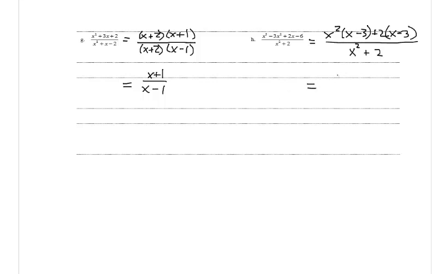And now when I rewrite this, I have x squared plus 2 in the numerator times x minus 3 divided by x squared plus 2. And the x squared plus 2 factors out of the numerator and the denominator and cancels. And now we're going to be left with x minus 3. And that's how we simplify rational expressions.